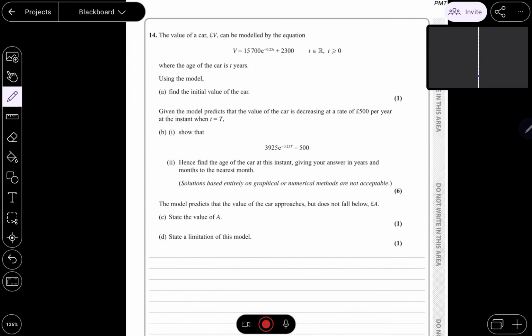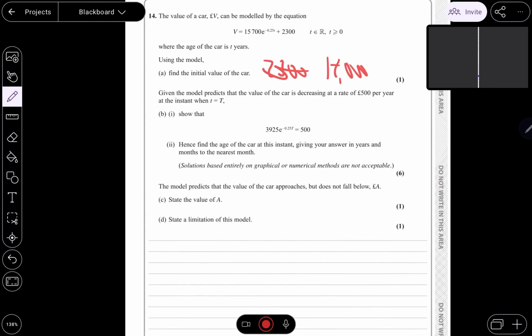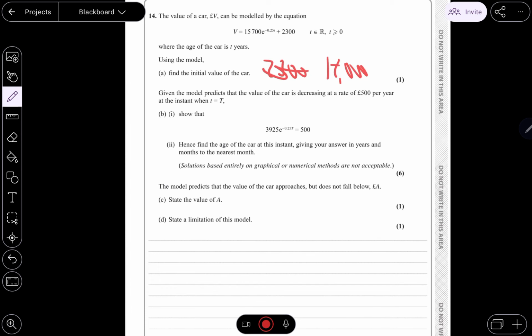Next question. How much time's gone? 20 minutes, fine. The value of car V, I've lost my pen, there it is, good. The initial amount is when t is 0, so that's 2300. Oh, but when t is 0, that makes it 1 plus 5, so that's actually 17,000, I guess. Is that even maths? Is that 18,000? I think it's 18,000. Yeah.